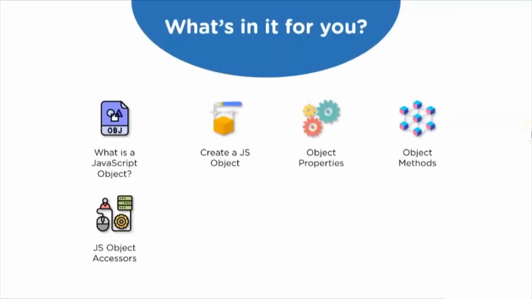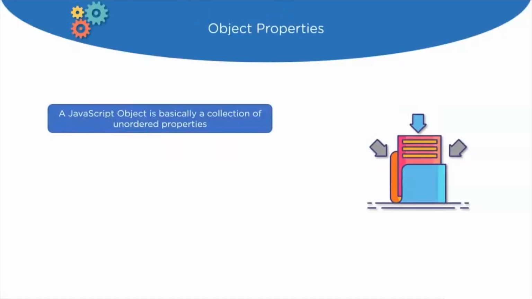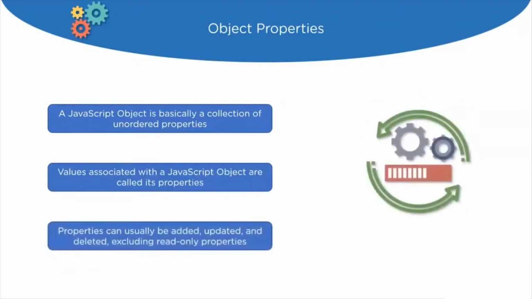Moving on to the next topic, object properties. Now a JavaScript object is basically a collection of unordered properties. Values associated with the JavaScript object are called its properties. And properties can usually be added, updated, or deleted, excluding read-only properties. So now let's have a look at the demo to help you understand this better.